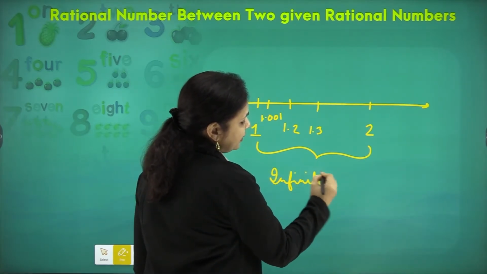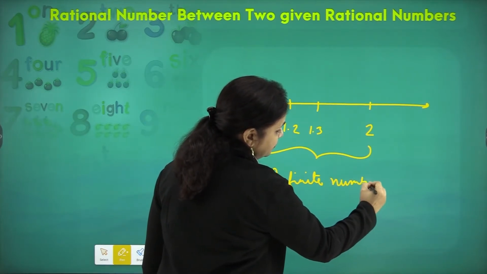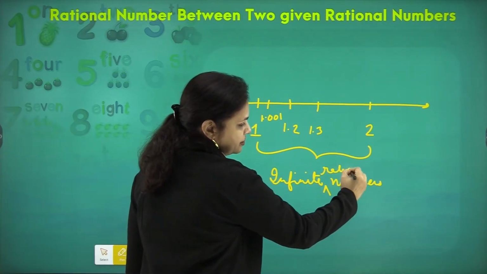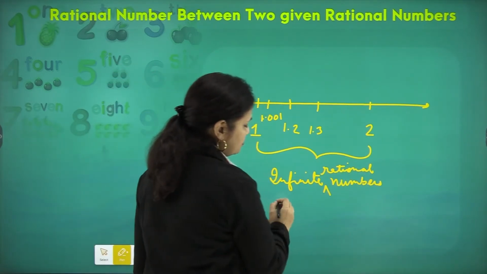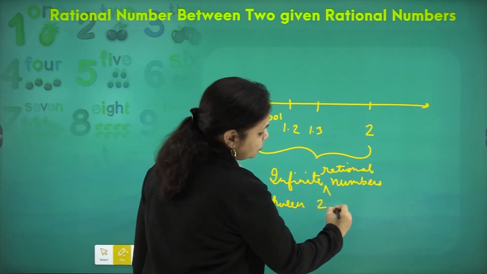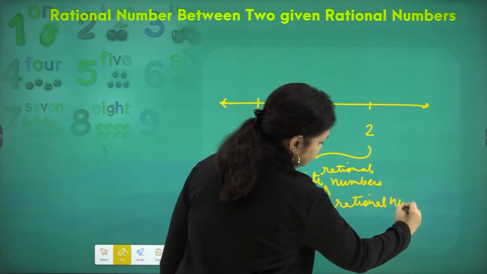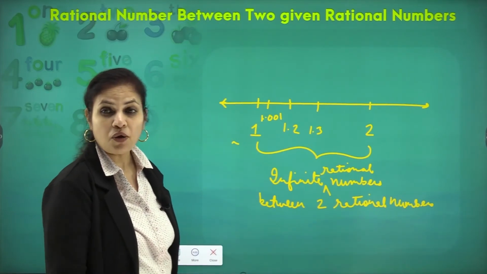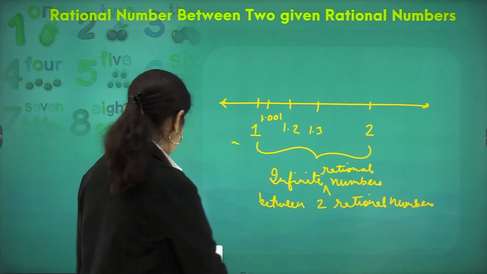There are infinite rational numbers that can be fitted between two rational numbers. So that would be our next topic. Let us see how we fit the infinite rational numbers between any two given rational numbers.